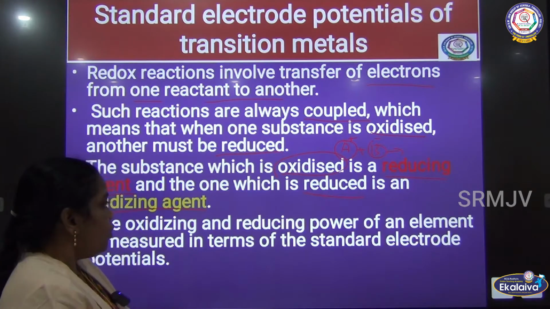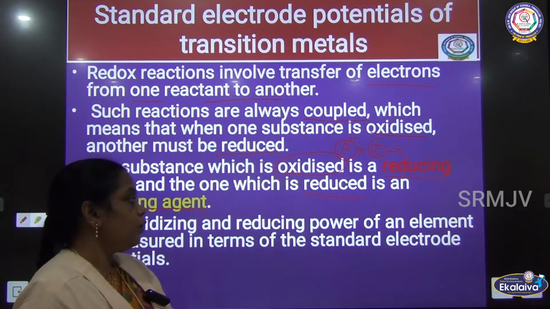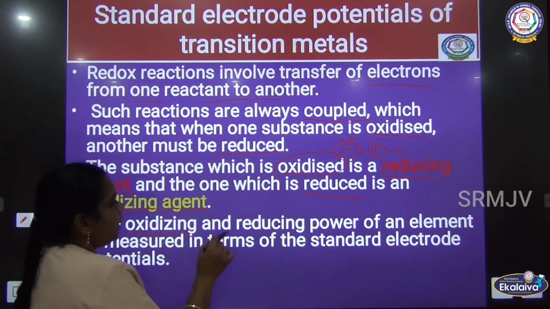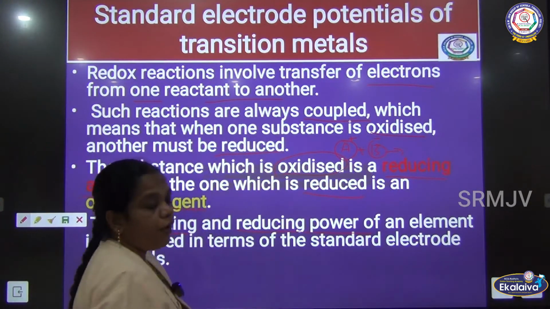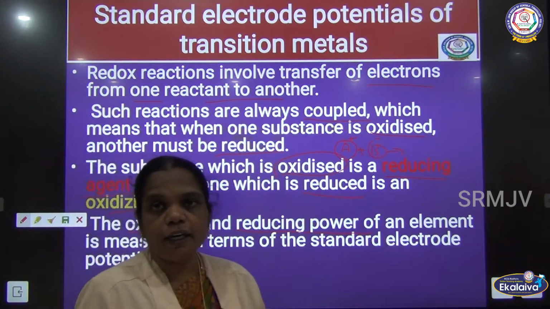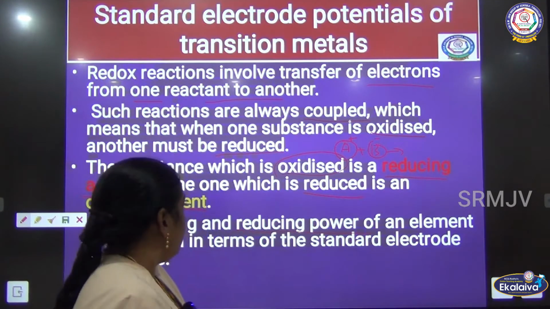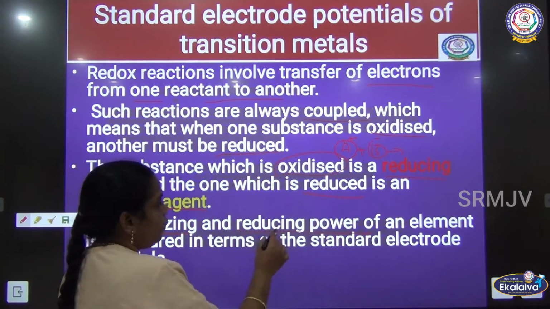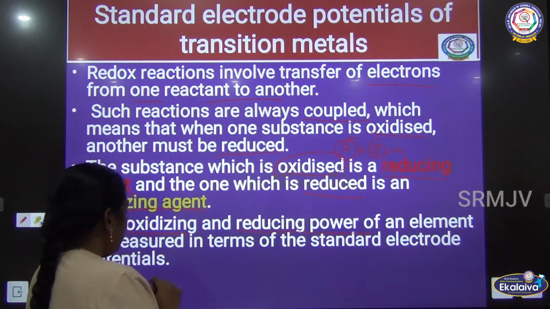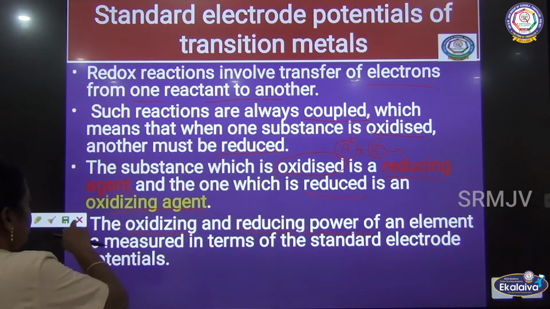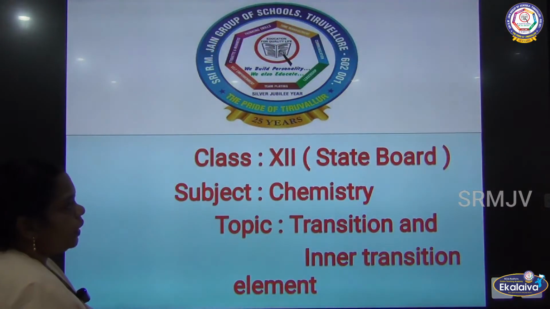So by using the standard electrode potential, we are able to find the oxidizing and reducing power of an element. By standard electrode potential, we can calculate the oxidizing and reducing power of the transition elements.